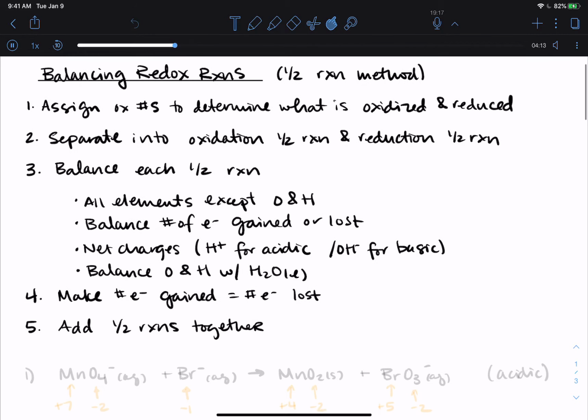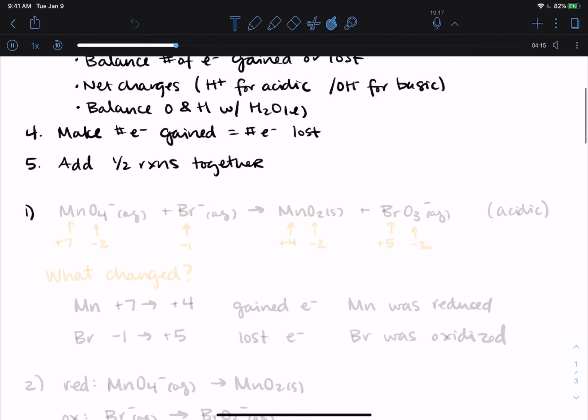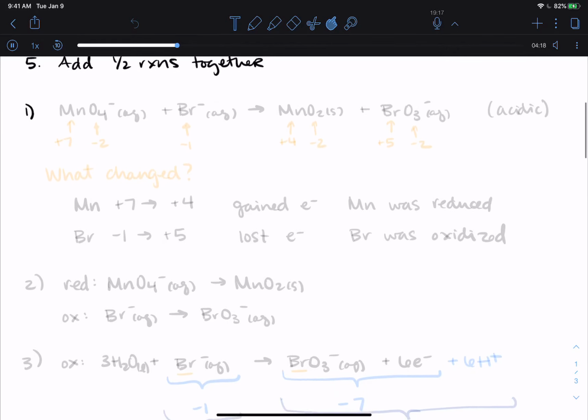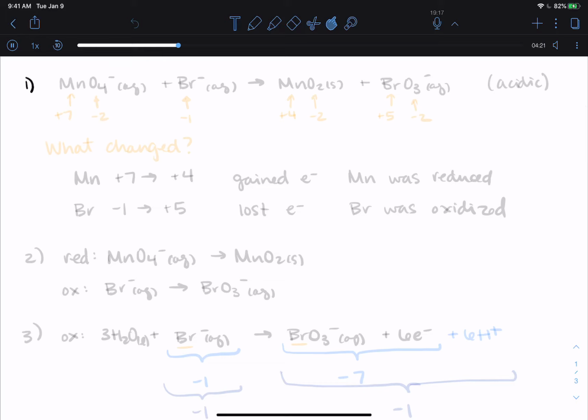And I'm going to label each of these steps with the number that corresponds to the list that I just gave you. So our reaction is MnO4 minus aqueous plus Br minus aqueous turning into MnO2 solid plus BrO3 minus aqueous, and this is in an acidic solution. So step 1 is to assign oxidation numbers.